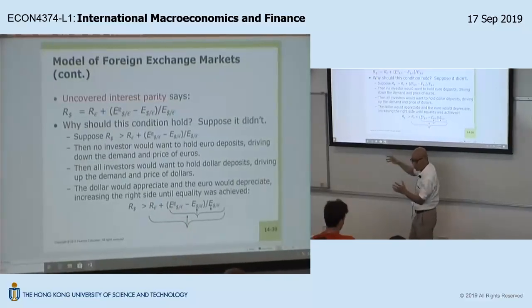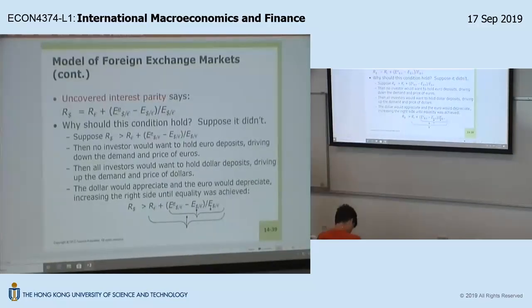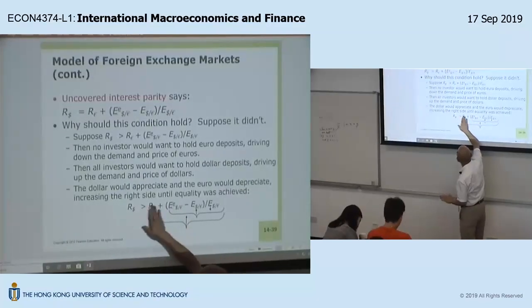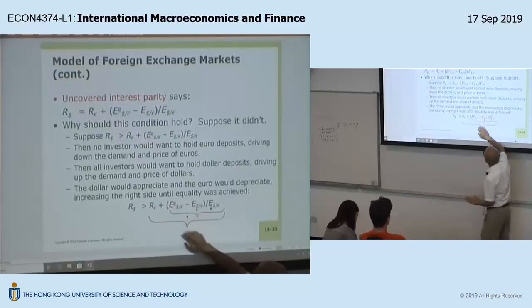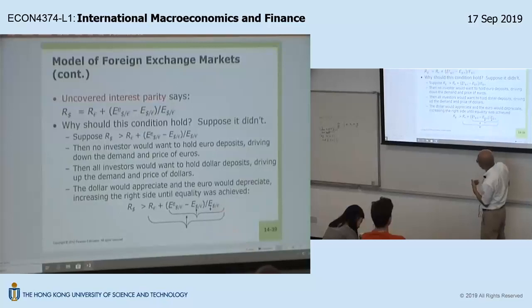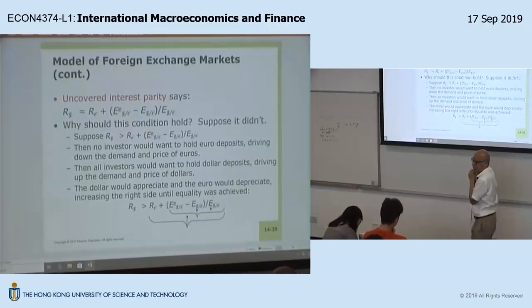This EE is given. We assume that this EE is something that is determined by some economic fundamental, that somehow the market expects the exchange rate in the next period to be a certain number, okay? And E is a given number, so these three are given, okay? And if this is greater, then to restore equilibrium, E will have to fall so that this thing becomes larger, okay?